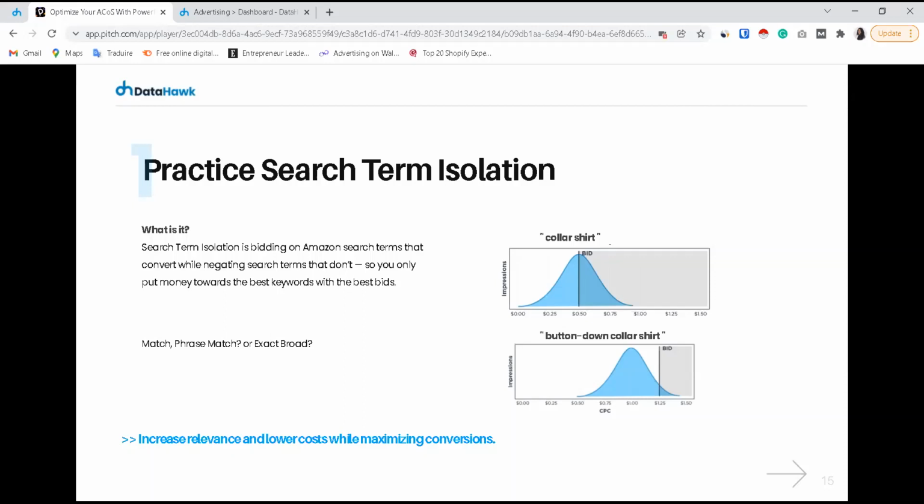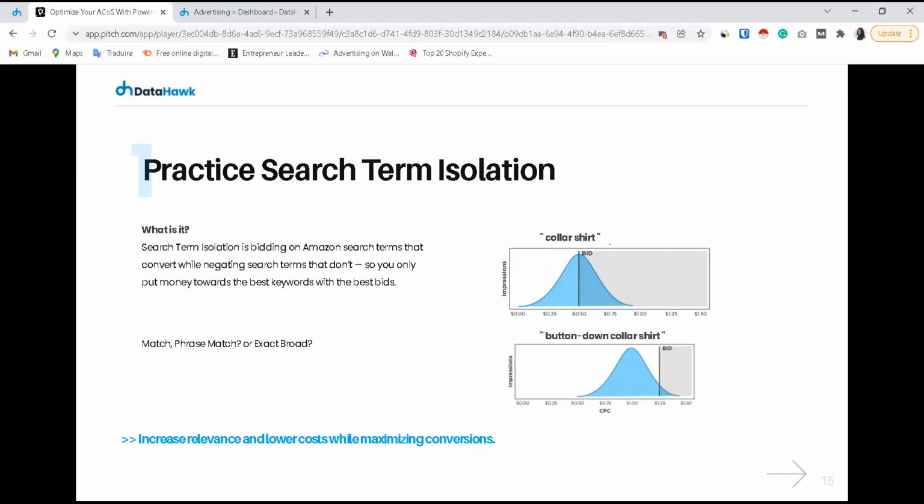Broad match and phrase match bidding is easier. However, the cost is appearing for irrelevant search terms, which wastes the spending. Imagine that you're selling a button down collar shirt. If you simply bid on shirt, your ad could end up appearing for t-shirt or a clown shirt or for a Hawaiian shirt, etc.